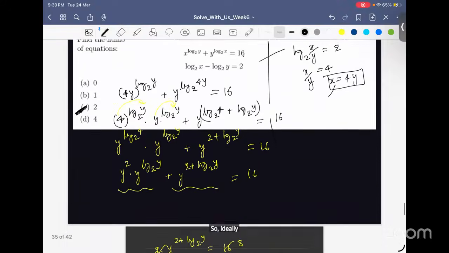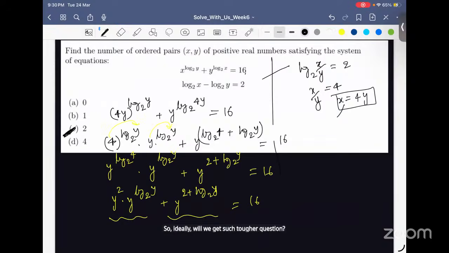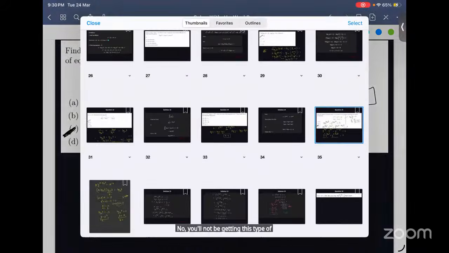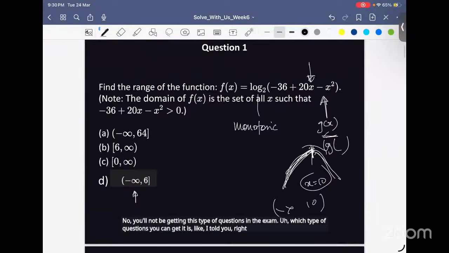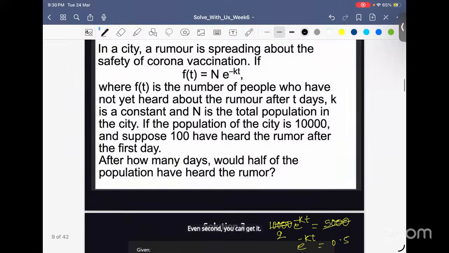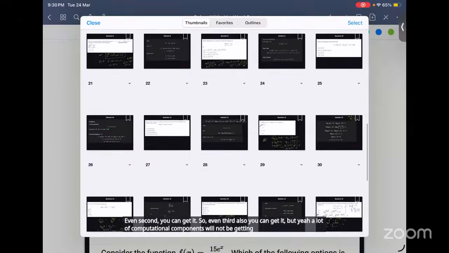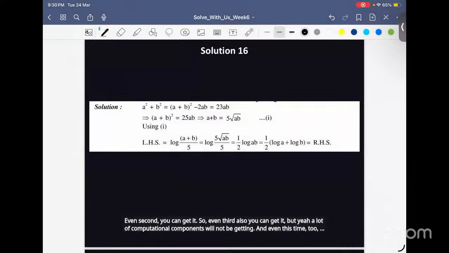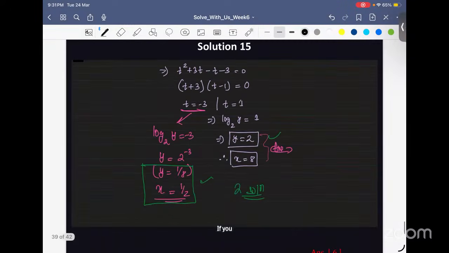So ideally, will we be getting such tougher questions? No, you will not be getting this type of questions in the exam. The type of questions you can get is like I told you, right? This question, the first question, you can get. Even the second you can get. Even the third also you can get. But a lot of computational questions you will not be getting. Even this time, after quiz one, quiz two is not difficult, very simple. If you are able to solve this type of problem, I don't think there will be any issue in the exam. They are much simpler.